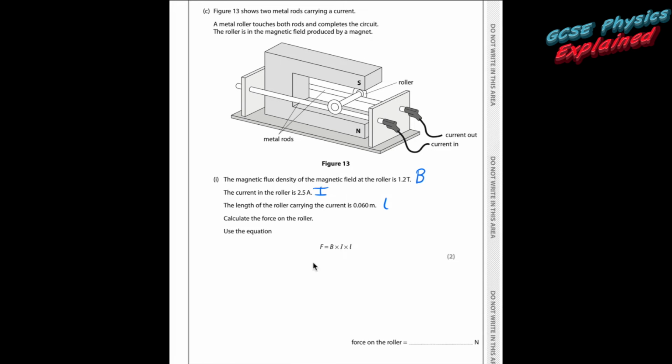Calculate the force on the roller, use the equation. Right, we just need to pop the numbers in. So the force equals 1.2 Tesla times by 2.5 amps times by 0.06 meters, and that comes out as 0.18 newtons.